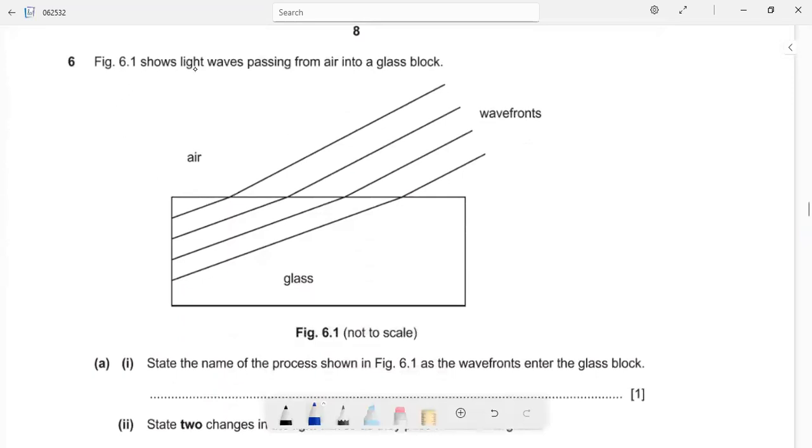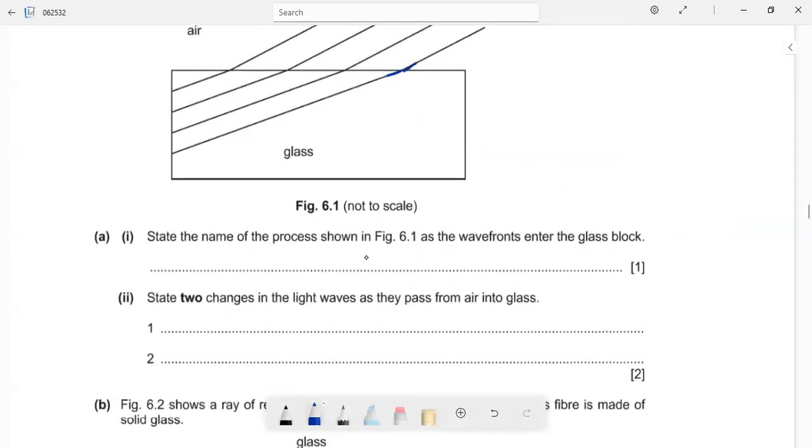Figure 6.1 shows light waves passing from air into a glass block. So we can see the bend here. State the name of the process shown in figure 6.1 as the wavefronts enter the glass block. Here the waves are getting refracted. So the process is refraction.